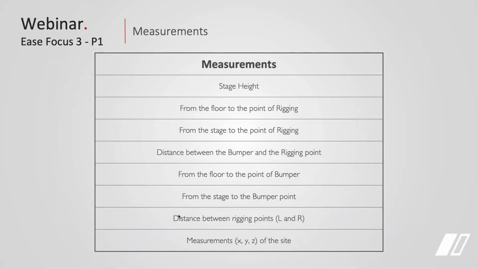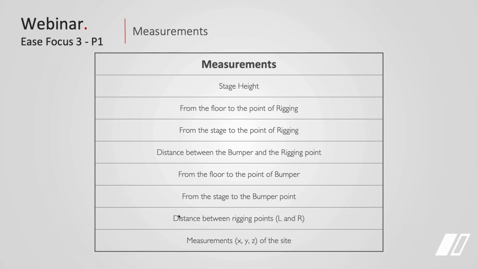So what are the basic things that we're trying to measure in Ease Focus? At least, before we get into Ease Focus and we're on the site at location, what are we trying to measure? Well, basically we want to know our stage heights, the measurement from the floor to the rigging point. So right where your rigging point is, all the way down to the ground, you want to measure that point. The height of the stage to the rigging point.